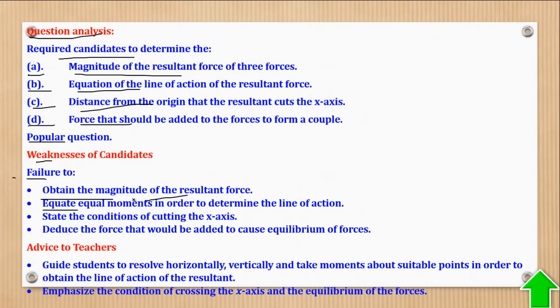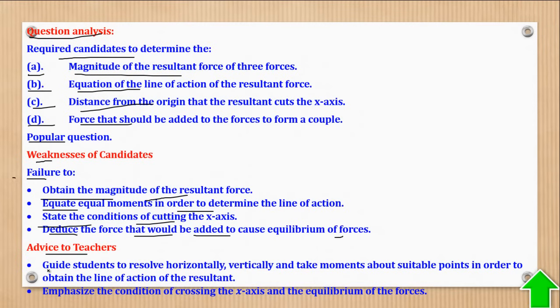Failure to equate moments in order to determine the line of action. And also failure to state the conditions for cutting the x-axis. And also failure to deduce the force that would be added to cause equilibrium of forces.